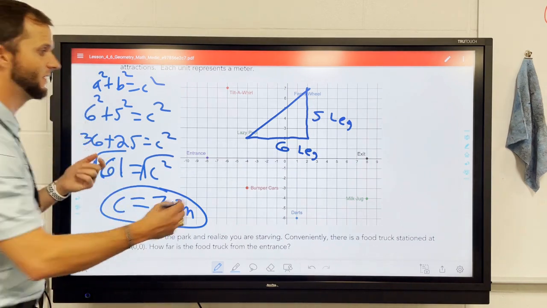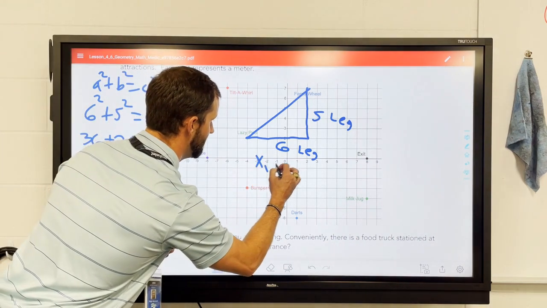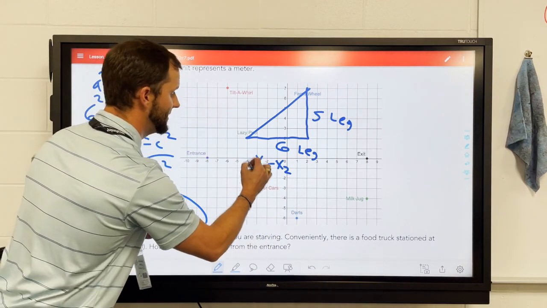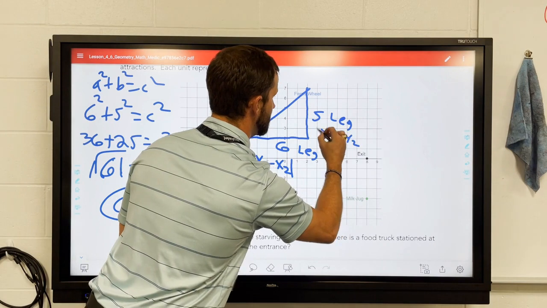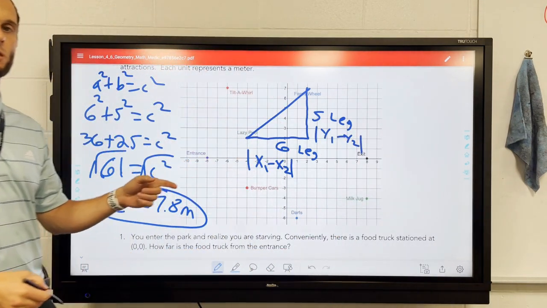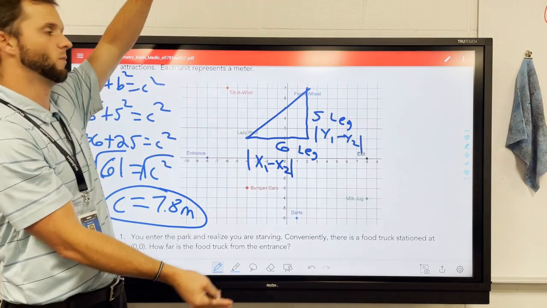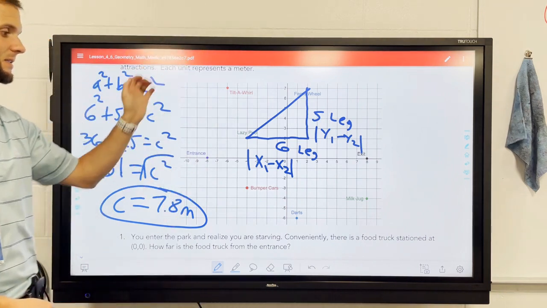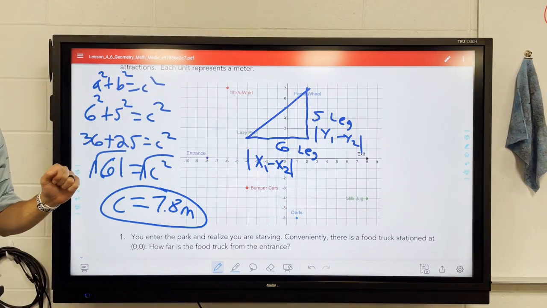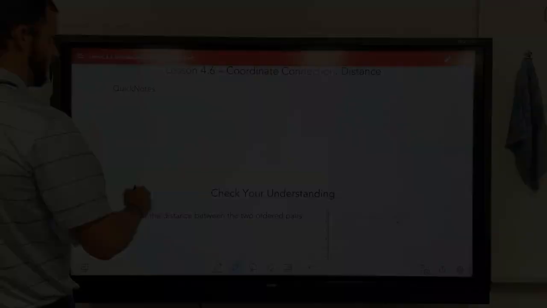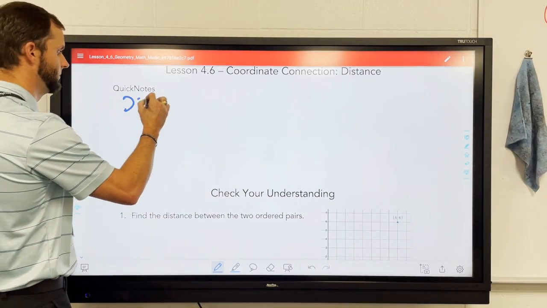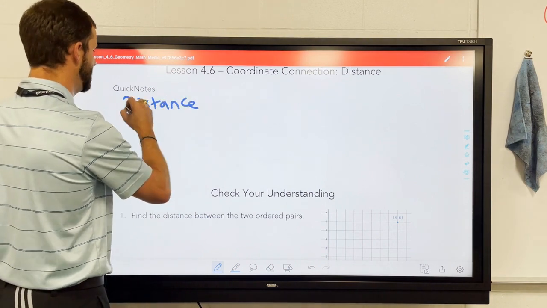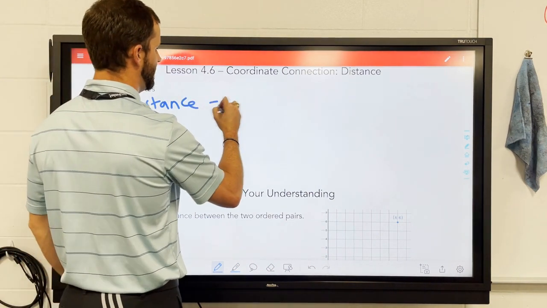The way you can think of it is I'm doing x1 minus x2 to get my distance, and then I'm doing y1 minus y2 to get my distance. You would only end up using this whenever you have two points that are really far apart. So you're finding the distance between those two and using the Pythagorean theorem. Let's switch over to my quick notes. On my quick notes here, if I want to find the distance between 2 points diagonally, I'm going to use something called the Pythagorean theorem.